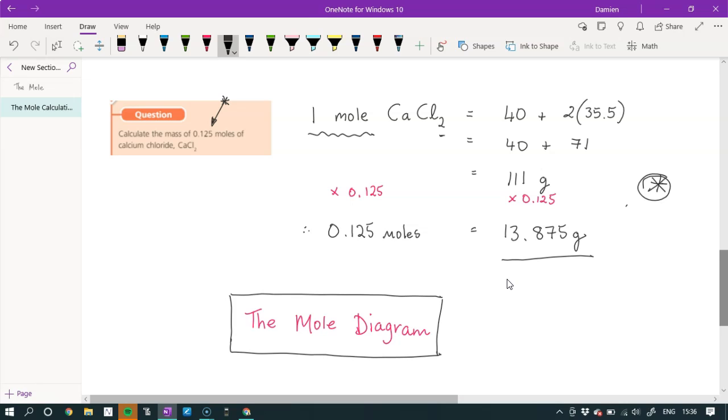Let's have a look at the mole diagram. I'll explain what it is and we'll do some examples. That's in part 3.